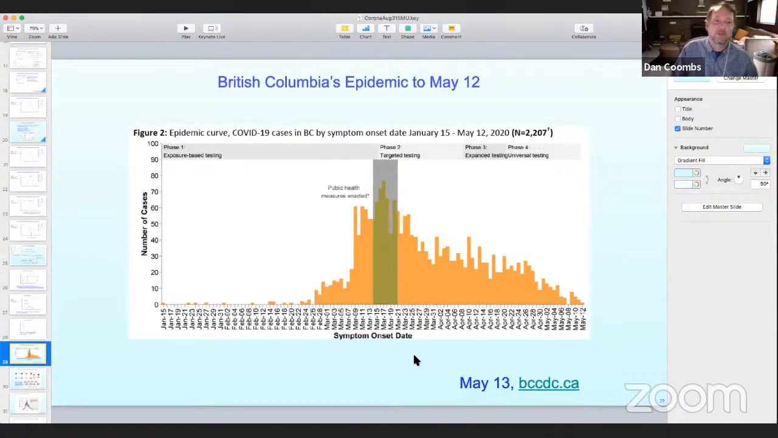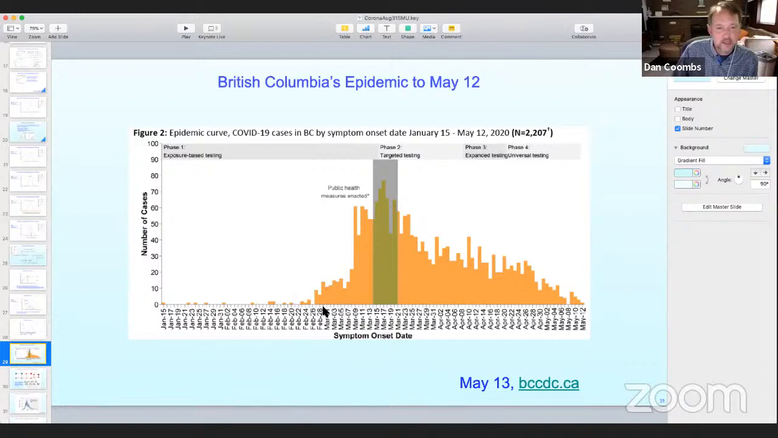Just changing gears a little bit, let's have a look at what's happened here in British Columbia, which is a little different than what happened in Texas, but I think some of the lessons, some of the story can be the same. What we saw in British Columbia through January and February was really very occasional. Almost all of these cases were linked to international travel.